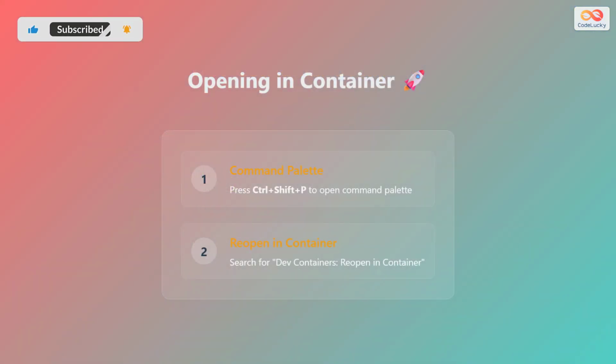Now that we've configured our development container, let's open our project inside it. First, press Ctrl-Shift-P to open the command palette in Visual Studio Code. Then search for Dev Containers: Reopen in Container and select it. Visual Studio Code will then build the Docker image, create a container, and reopen your project inside the containerized environment.